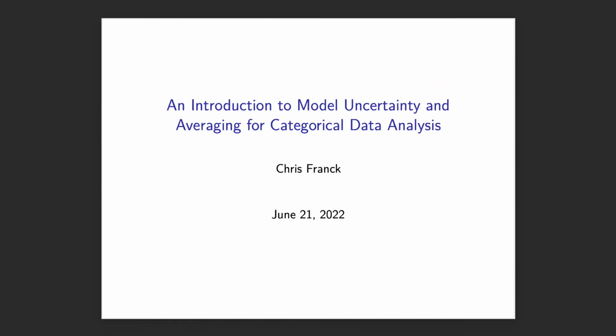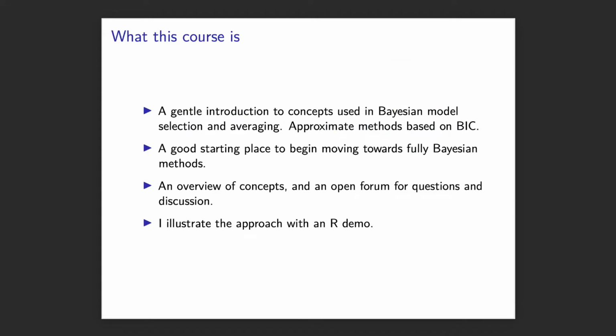Great, yeah, so I'm Chris Franck here at Virginia Tech. This course is a gentle introduction to concepts used in Bayesian model selection and averaging. We're going to start with approximate methods based on the familiar Bayesian information criterion. So if you've been fitting statistical models in basically any software, you've probably at least heard of this thing. This is a good starting place to begin moving towards fully Bayesian methods. We're also going to have an overview of concepts and an open forum for questions and discussions.